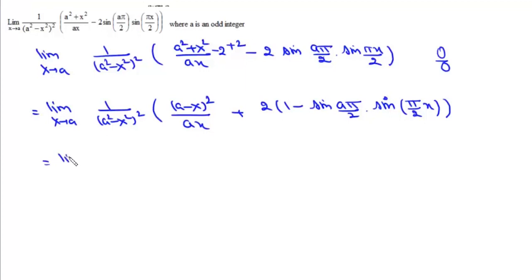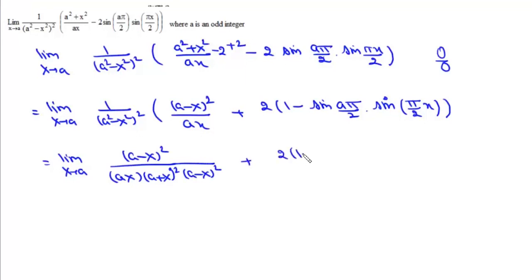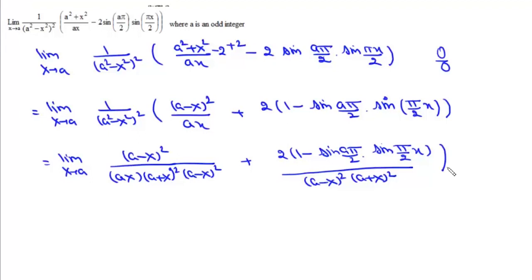So we can write this as the limit x tends to a, and it'll be (a minus x) whole square, and here will be ax into, and we'll write this as (a plus x) whole square into (a minus x) whole square, and here it'll be 2 into 1 minus sine (a pi by 2) into sine (pi by 2x) upon (a minus x) square into (a plus x) square. Now here (a minus x) whole square will cancel. Now we put x as a, we'll get this as a square plus 2a square.